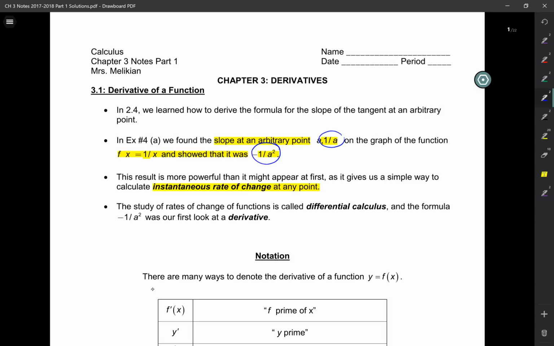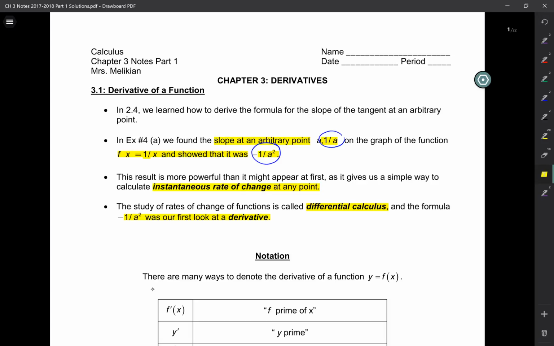Now, this topic of finding instantaneous rate of change is pretty much the first half of everything calculus is. So calculus can pretty much be divided into two parts. One is looking at rates of change, and we call that part differential calculus. And what we did in chapter 2, which we had no idea that's what we were doing, is we were looking at derivatives.